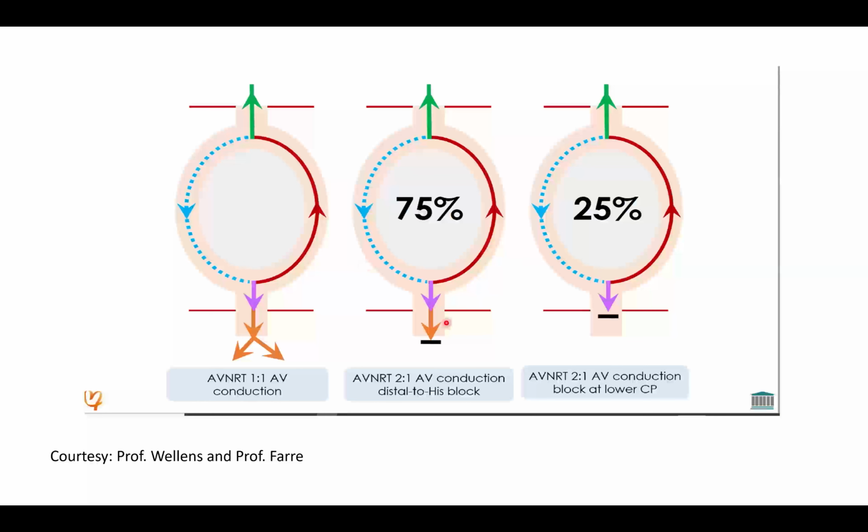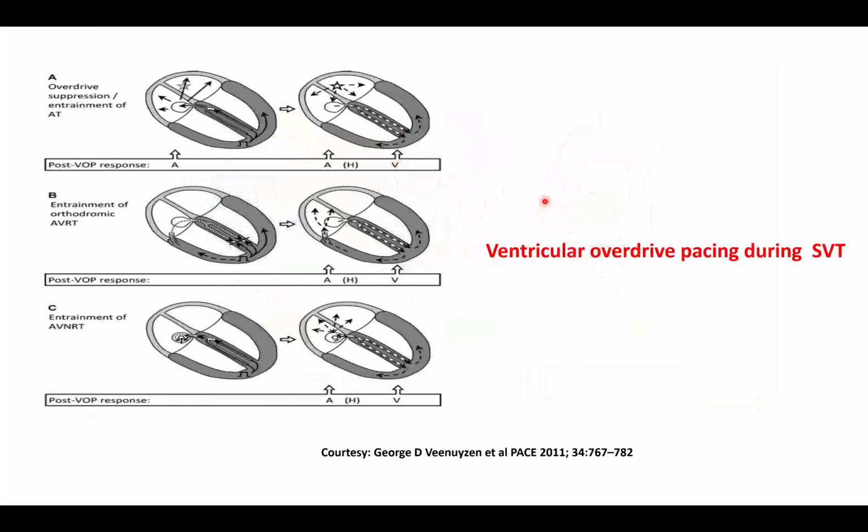So usually if you get an AVRT, you can have 2:1, the commonest is 1:1, and 2:1 AVRT with block distal to the His is more common than 2:1 AVRT with block proximal to the His. This is just real world data.